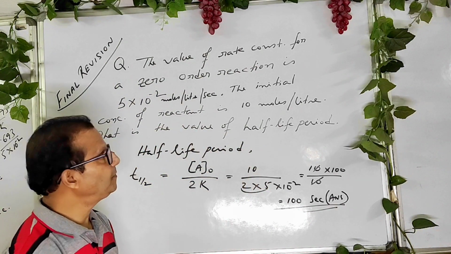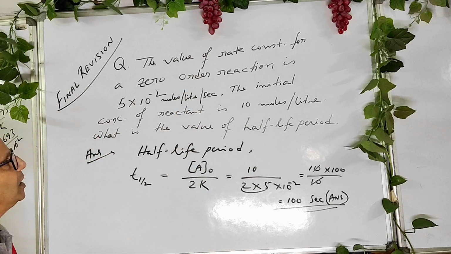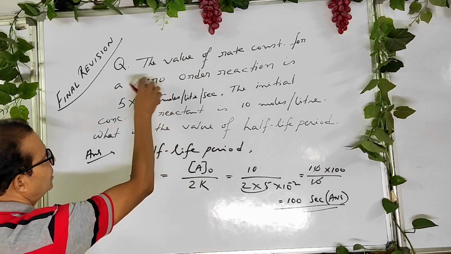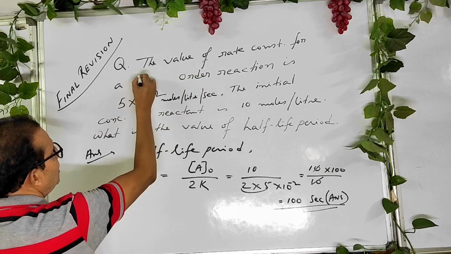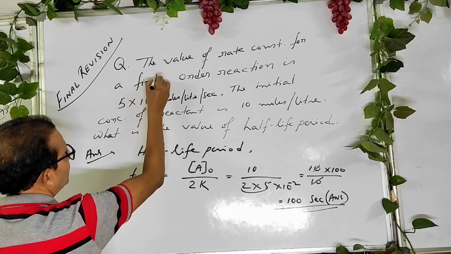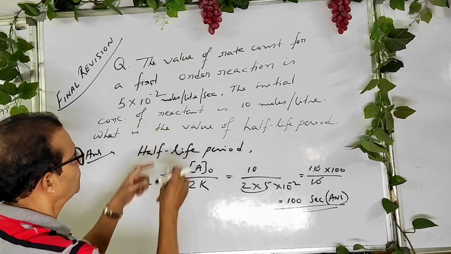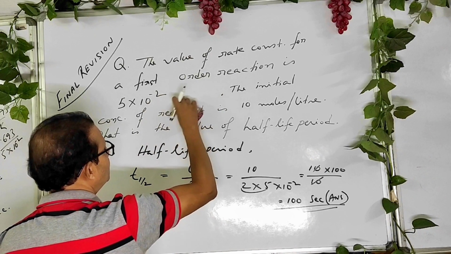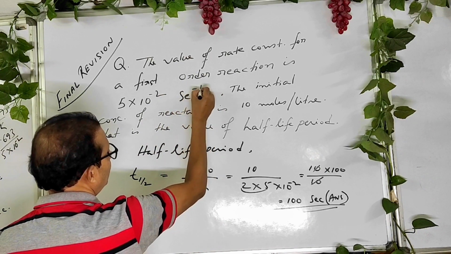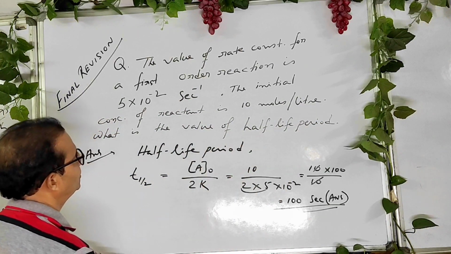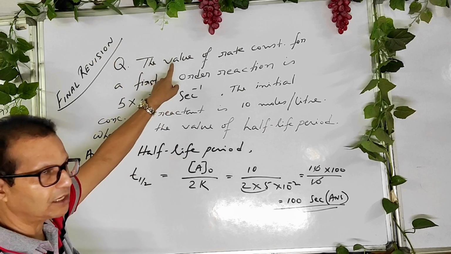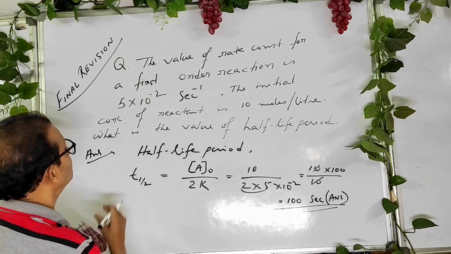Now see the question. If the same type of question comes from first order reaction, so what to do? So see the question, I will change it. Another question, the value of rate constant for a first order reaction is this, second inverse. Initial concentration is the same. What is the value of half-life period? See the question, I have changed the question and this is question 2.